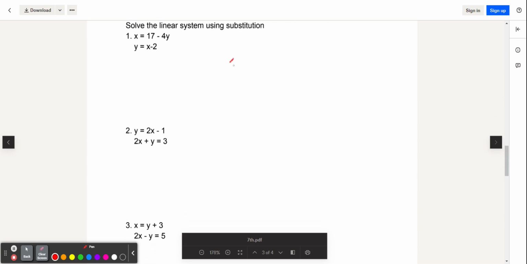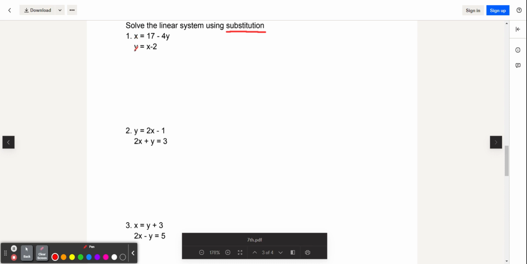Going to the next part, we now need to solve linear systems. Systems of equations are very important. We'll be using substitution to solve. In substitution, we basically need to substitute one variable into the other equation. Here, we have two choices.